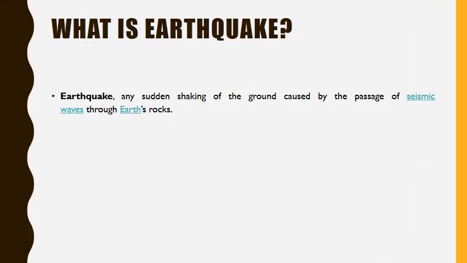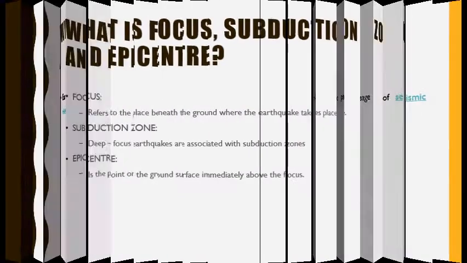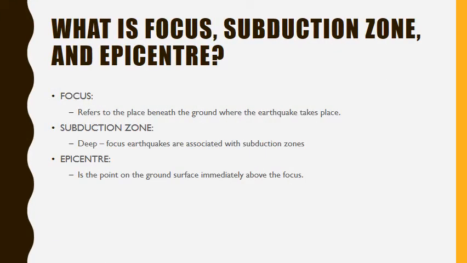What is an earthquake? Earthquake: any sudden shaking of the ground caused by the passage of seismic waves through Earth's rock. What is focus, subduction zone, and epicenter? Focus refers to the place beneath the ground where the earthquake takes place. Subduction zone. Deep focus earthquakes are associated with subduction zones. Epicenter is the point on the ground surface immediately above the focus.